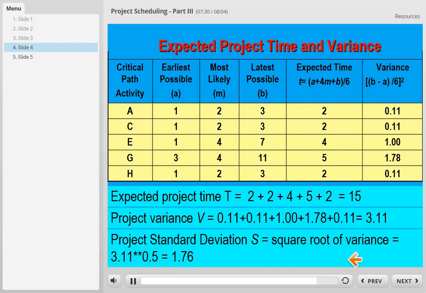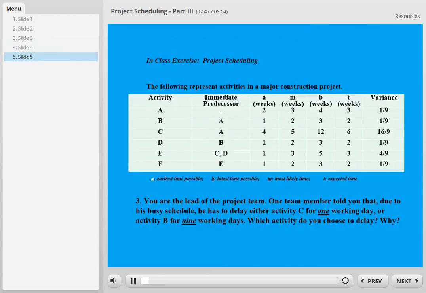And of course, this is simple. From statistics, we know that the standard deviation is always the square root of variance. So take the square root of 3.11, we get the standard deviation. That is 1.76.